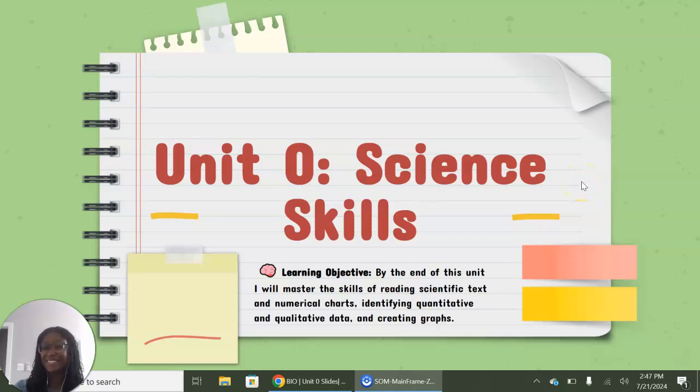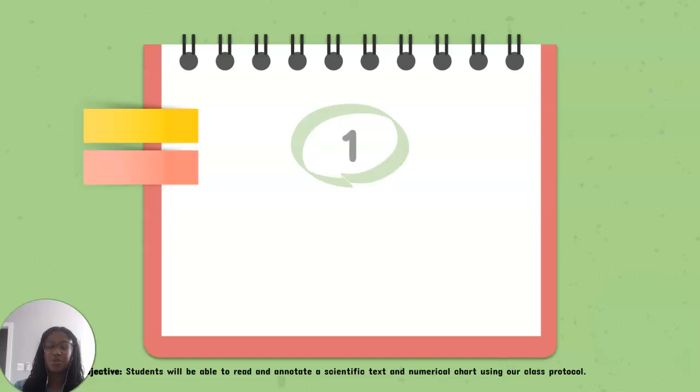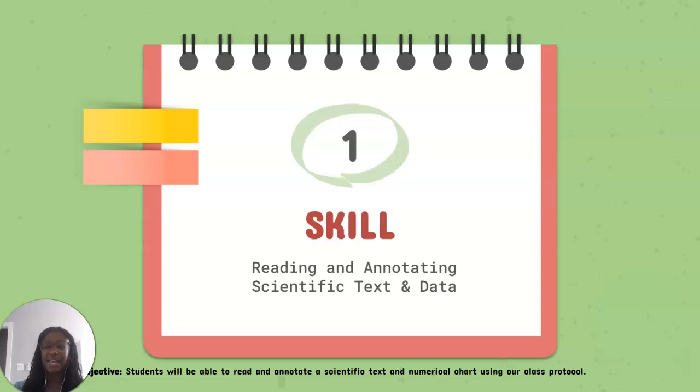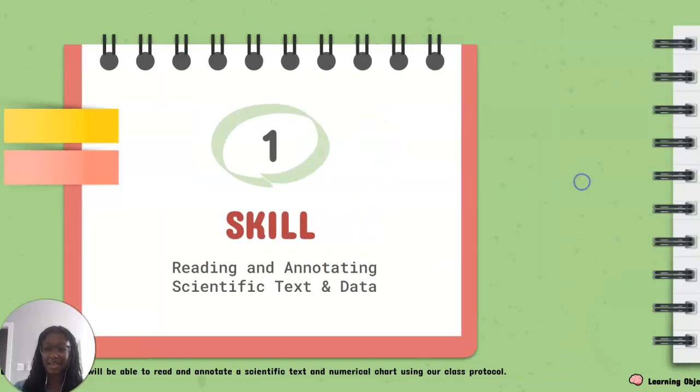Okay, welcome back to Living Environment. We're still on Unit 0, focusing on our science skills. Today, we're going to be looking at our first scientific skill, which is reading and annotating scientific text and data.